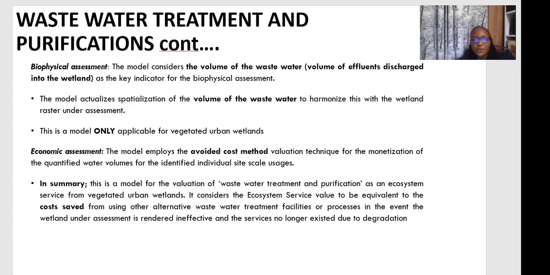So what are the biophysical indicators for quantification of wastewater treatment and thereafter the economic assessment? I must say that this model does indirect mapping. So it considers the volume of wastewater, or the volume of effluent discharged into the wetland, as the key indicator of biophysical assessment. So the model actualizes spatialization of the volume of water to harmonize this with the wetland raster. This model, I must say, is only applicable for vegetated urban wetlands.